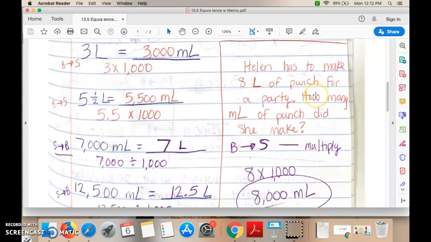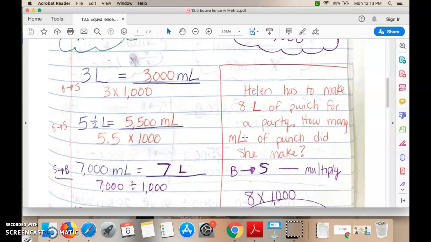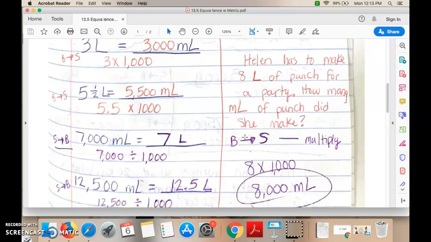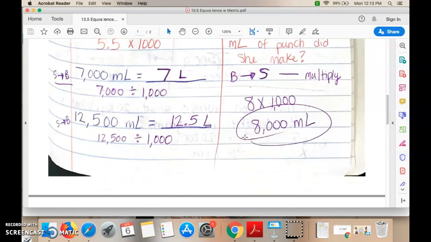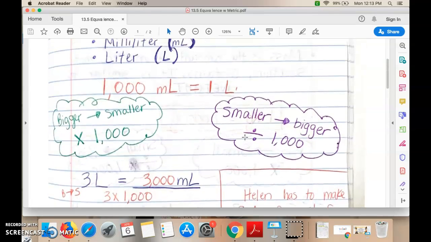Okay. If Helen has to make 8 liters of punch for a party, how many milliliters of punch did she make? Okay, well, if I'm going from liters and I want to know how many milliliters, I'm going from bigger to smaller. Okay, so I'm going to multiply, and I'm going to multiply by 1,000. So I would take 8 times 1,000, and I would get 8,000 milliliters. Okay, so when we're talking about milliliters to liters, liters to milliliters, 1,000 milliliters equals 1 liter. So we're either multiplying by 1,000 or we're dividing by 1,000.